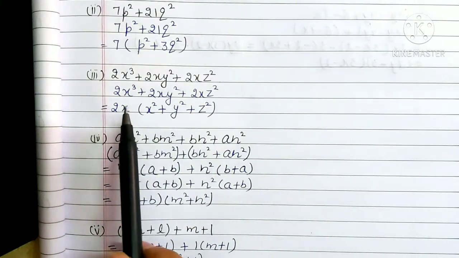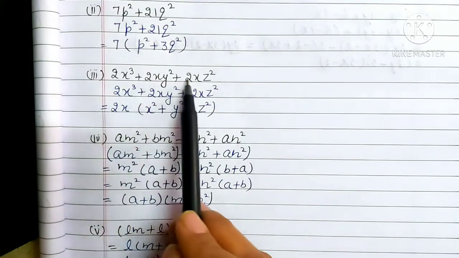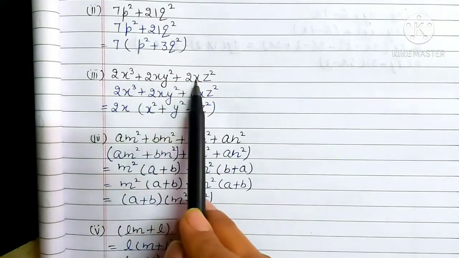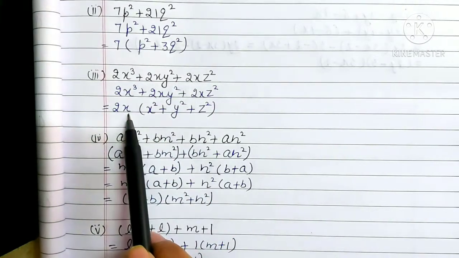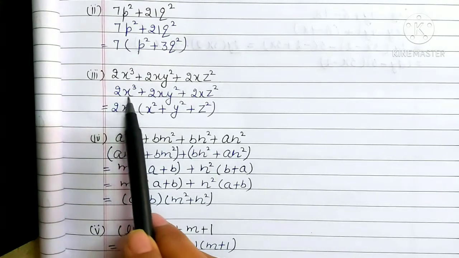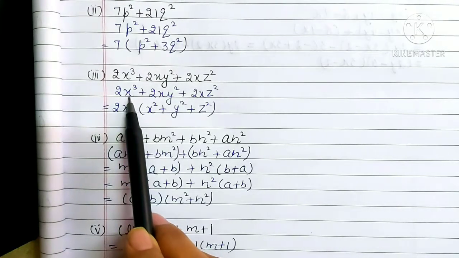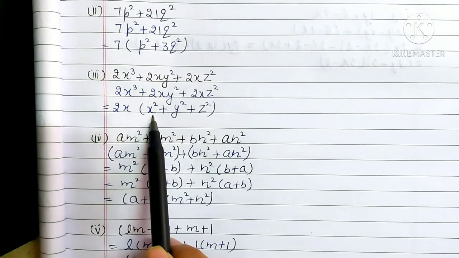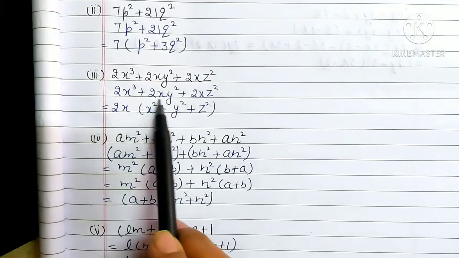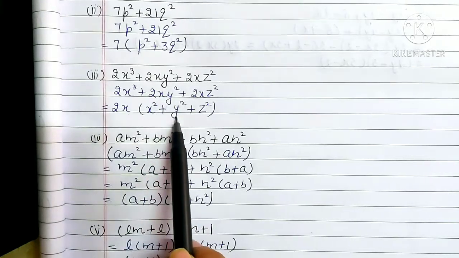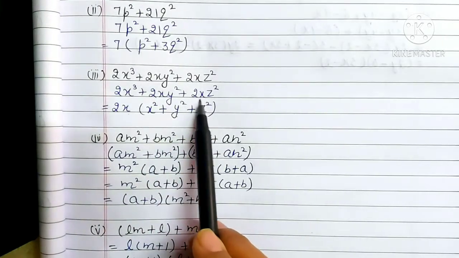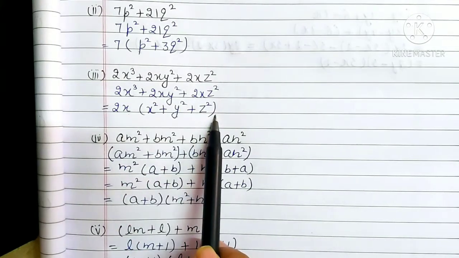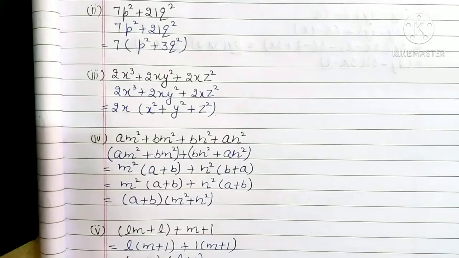Students, observe what we can take common. 2 is the common factor, as 2 is common in all the 3 terms, as well as x is common. So we will take out 2x. So what is left? If I take 2x from 2x cube, 2 I have taken, 1x I have taken, then only x square will be left. From here if I take 2x, then only y square is left. From here if I take 2x, then only z square is left. And this is the irreducible form. So these two are the required factors.